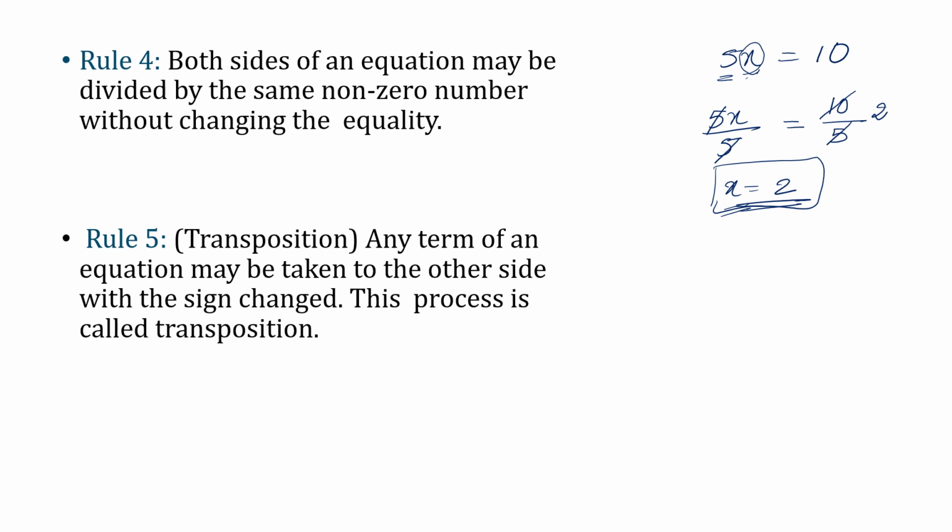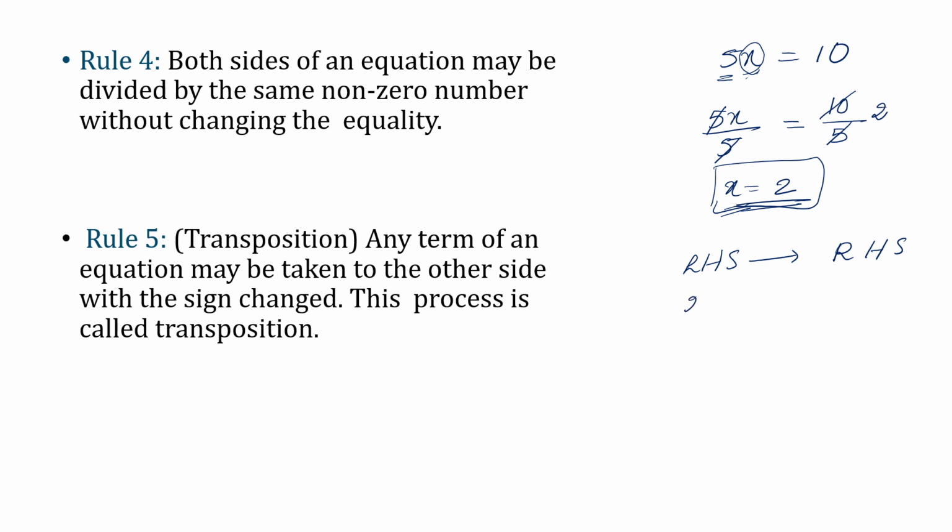That is, any term of an equation may be taken to the other side with the sign changed. That is, whatever there in the LHS you can take to RHS with the sign change. So what is this sign change? In the first example we learned that in the addition we will be adding the same number to the left hand side and right hand side, right?